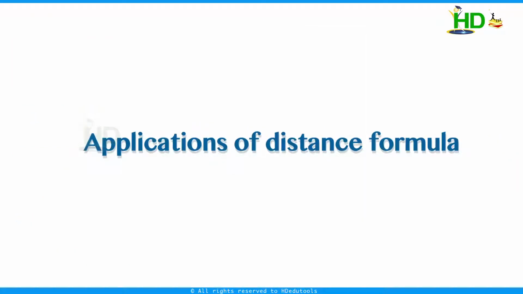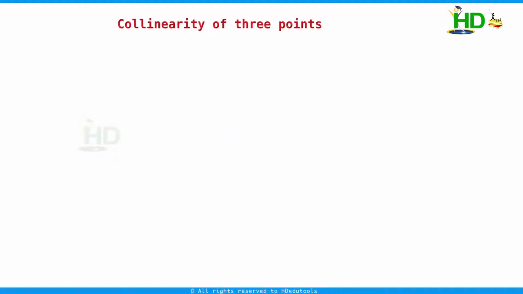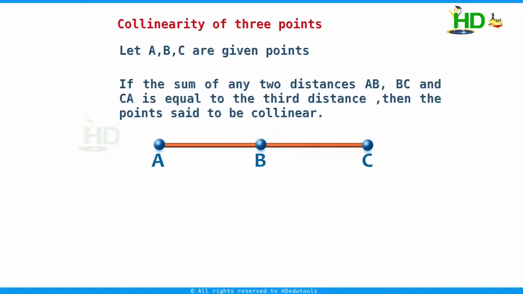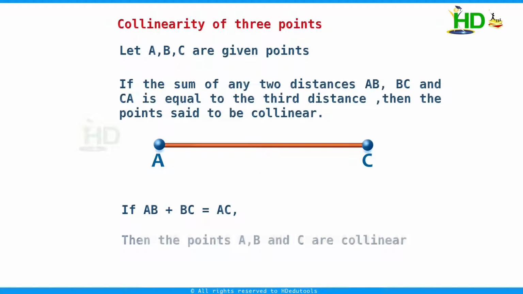Now we consider some applications related to distance formula. Collinearity of 3 points. Let A, B and C be 3 given points. The distances AB, BC and CA can be calculated using the distance formula. If the sum of any two of these distances is found to be equal to the third distance, then the points A, B, C are said to be collinear. That means in this figure, this is A, B and C. If AB plus BC is equal to AC, then we can say A, B, C are collinear.